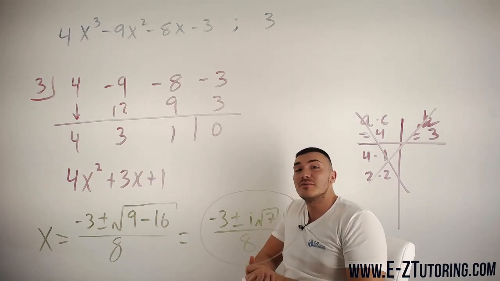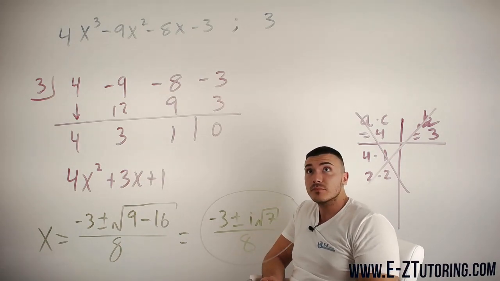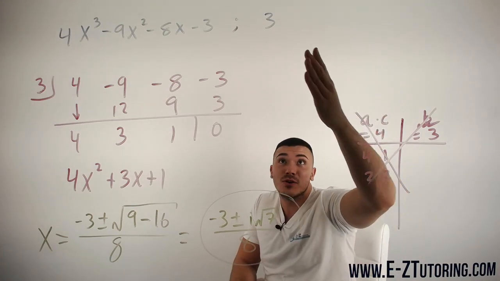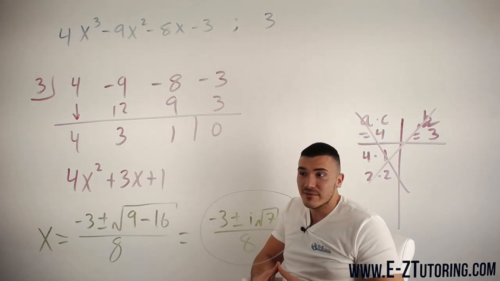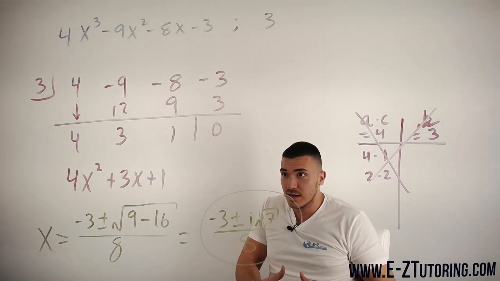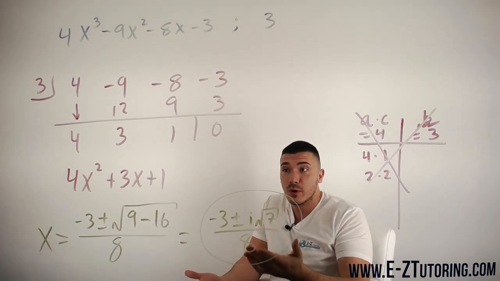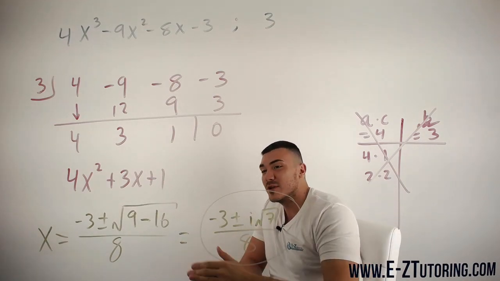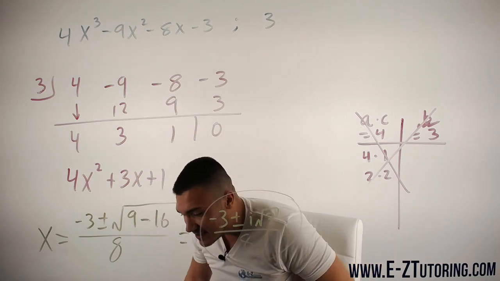And that is how you can find your remaining roots when you're already given one root. So depending on how many roots you're given, you just want to go ahead and apply synthetic division. And then with whatever you're left with, follow the method you think would be best to find the remaining zeros. In this case, it happened to be the quadratic formula. So that is how you do it, ladies and gentlemen.